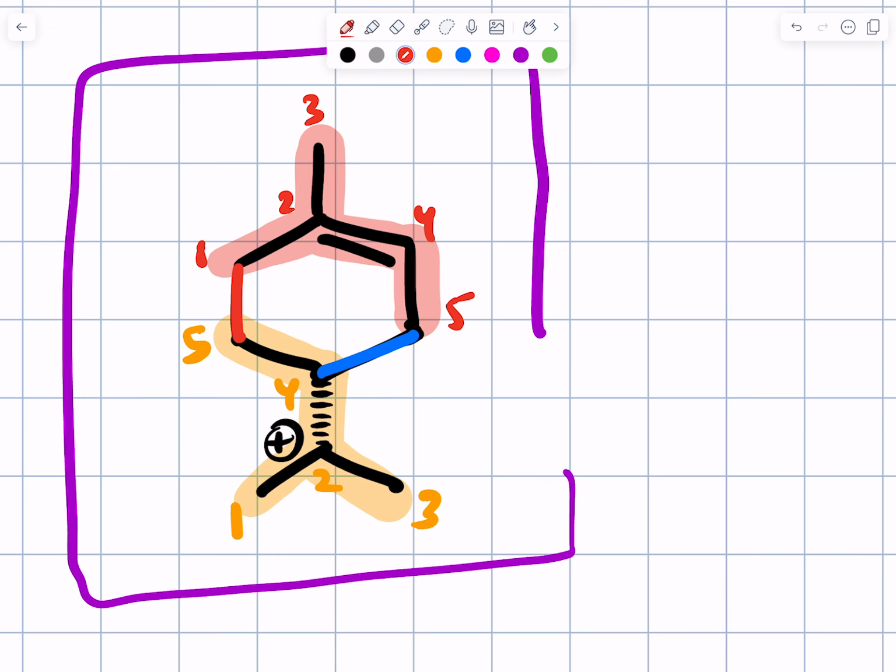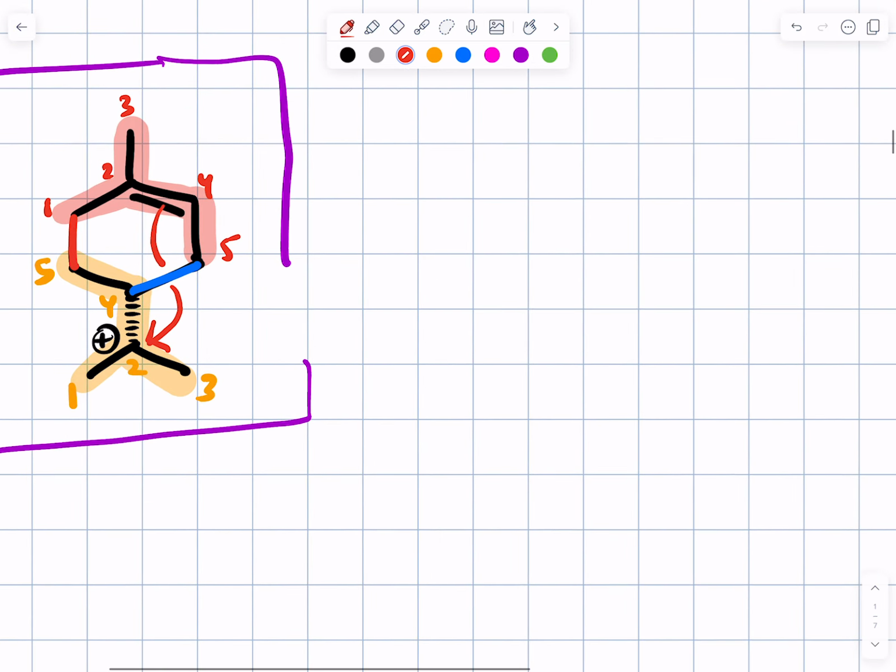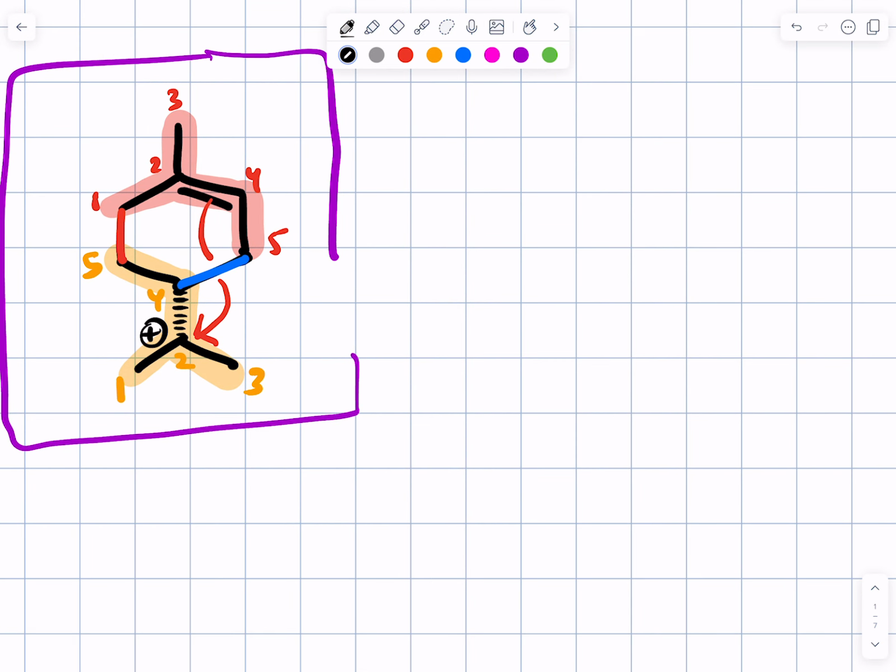As you do that, does it make sense why we form a new bond between red 4 and gold 2 instead of red 2 and gold 2? Yeah, go ahead. Because then the positive charge can be on the more substituted carbon. Great, yep, so that positive charge can be on the more substituted carbon. We call that, from 351, the Markovnikov rule.